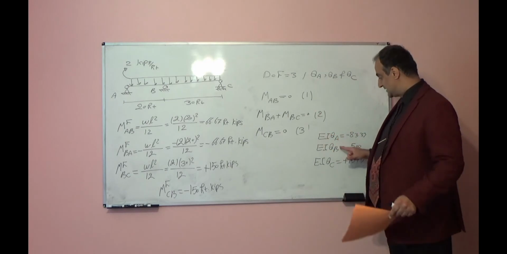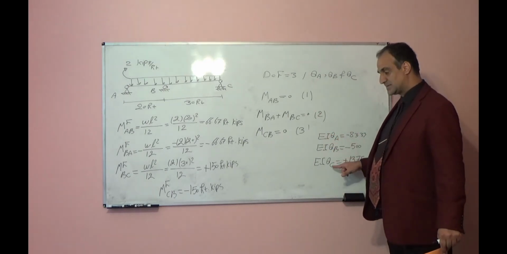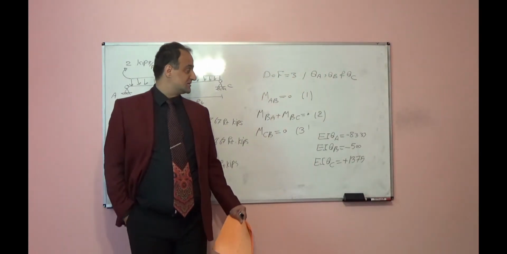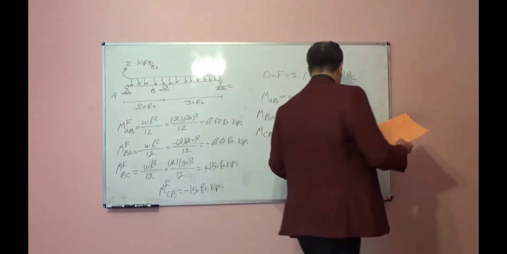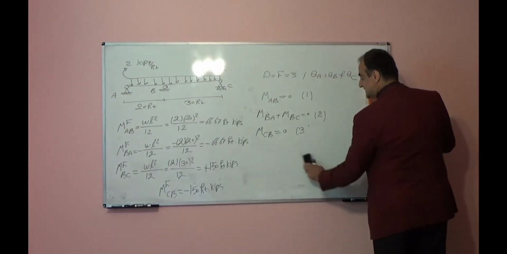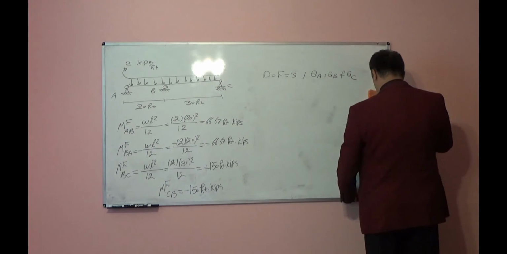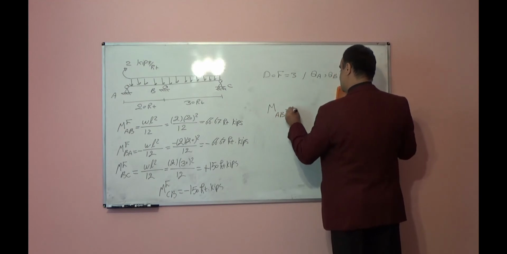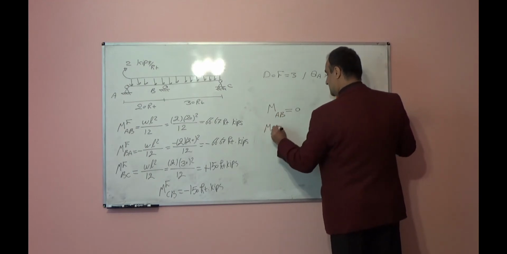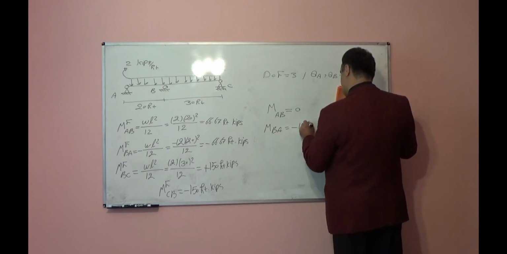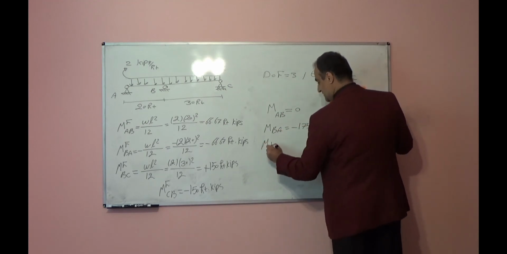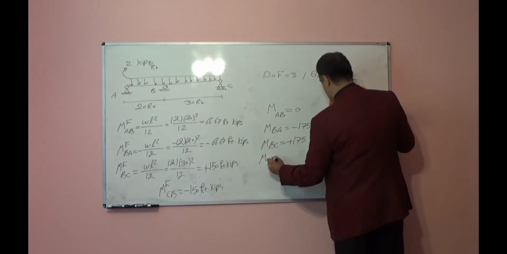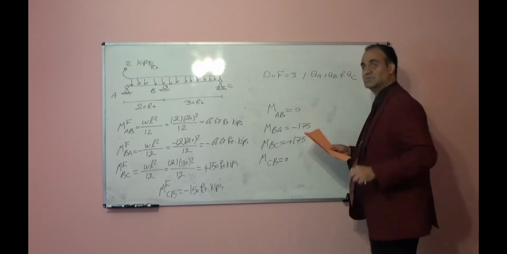After finding these 3 unknowns, we now know theta A, theta B, theta C. We will plug back into the slope deflection equations so we can find moments AB, BA, BC, CB. If you plug those thetas into the slope deflection equations, you will find MAB is equal to 0, MBA is equal to negative 175, MBC will be positive 175, and MCB will be equal to 0.